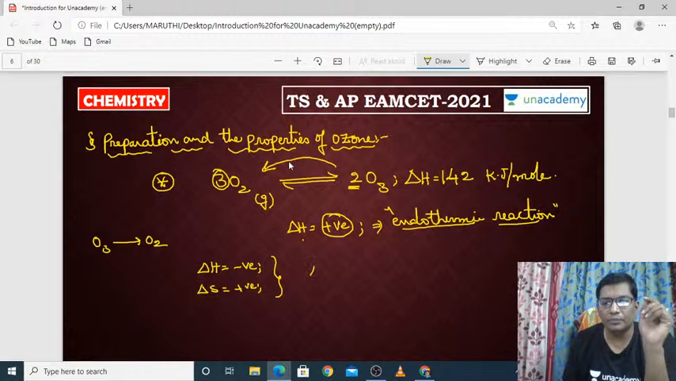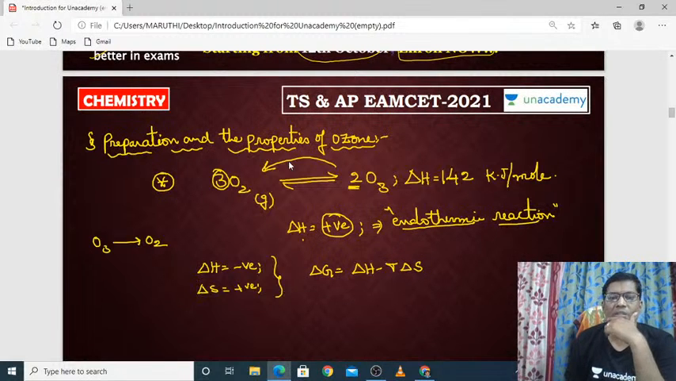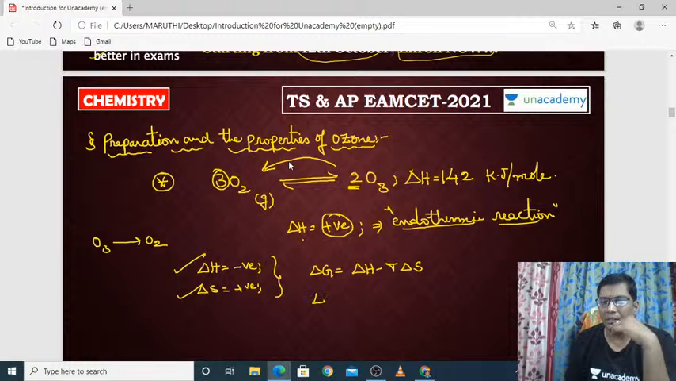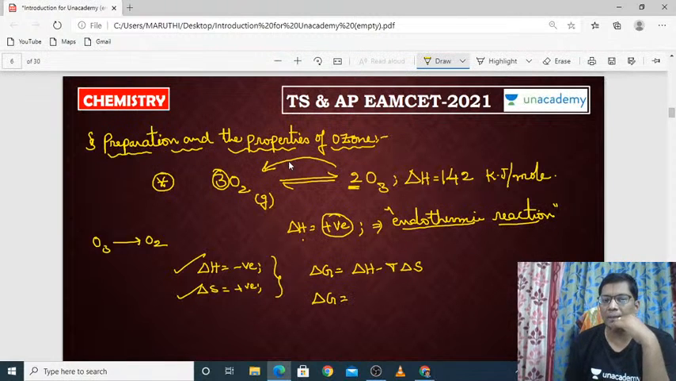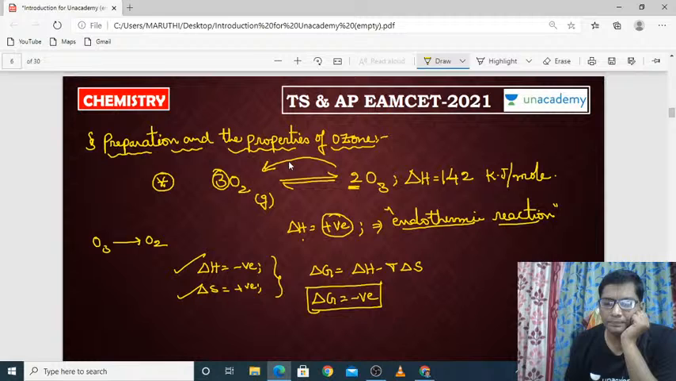You know very well the Gibbs free energy equation: delta G is equal to delta H minus T delta S. If you substitute the delta H as well as delta S values in this equation, then you will get delta G equals, see here, delta H is negative, minus T delta S is negative, both are negative. So the delta G is also negative, right? So a large negative Gibbs free energy will be there.